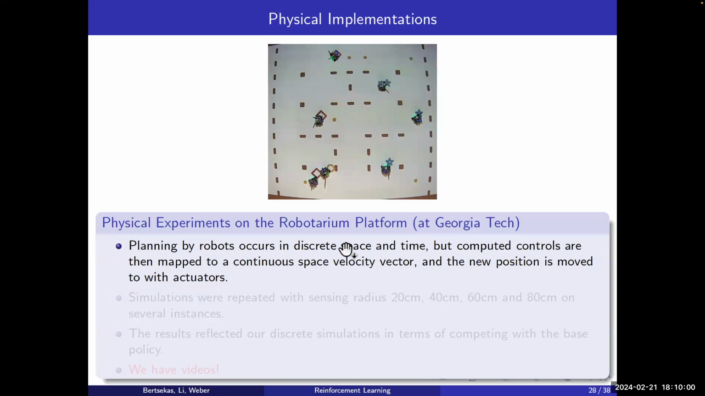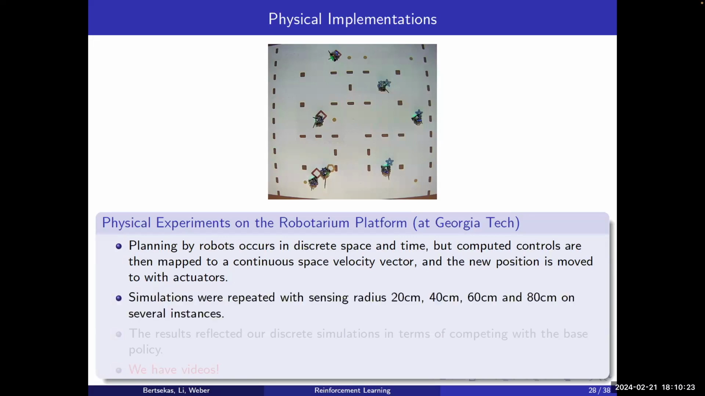Planning by these robots occurs in discrete space and time, but once these controls are computed, they're mapped to this continuous space velocity vector, and a new position is moved to with actuators. So there's some kind of function that maps discrete controls to some physical actuation. That's how this is implemented.